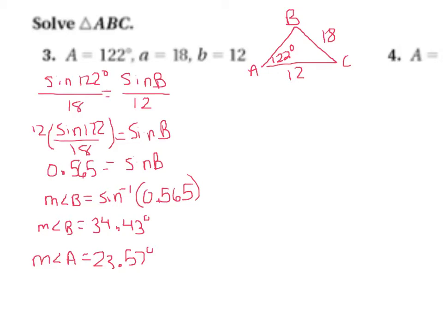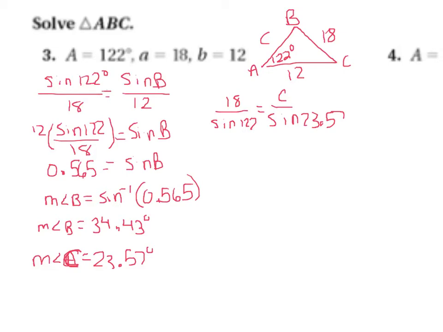So now we need to find side A though. So I still use side C, I'm sorry. So watch what I do though. I say 18 over the sine of 122 equals c over the sine, and this should be c as well, of 23.57.